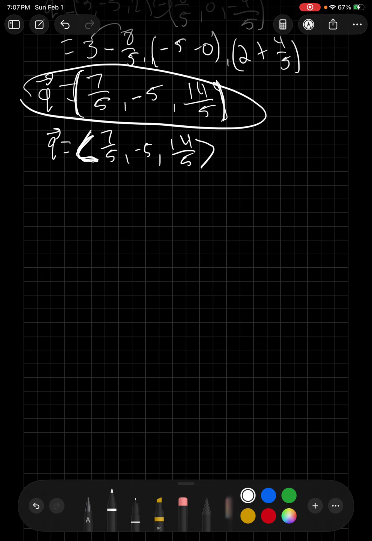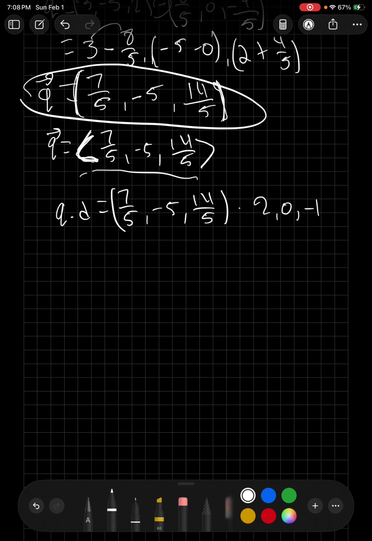You could do a quick check as well. Once you get this final answer, Q should be orthogonal to the line direction D, which is just fancy language. All that means is that if you take the dot product, it should equal 0, okay? So you do your Q dot D, so you take your 7/5, -5, and 14/5, and you do that dot 2, 0, -1.